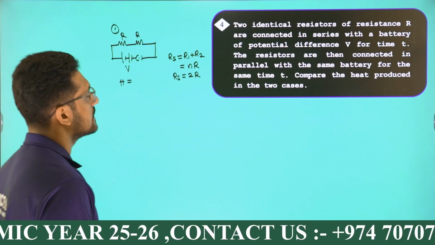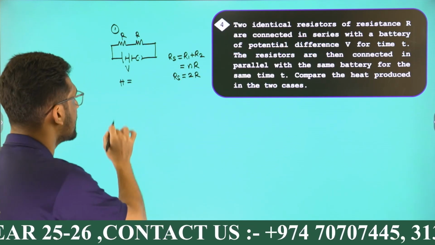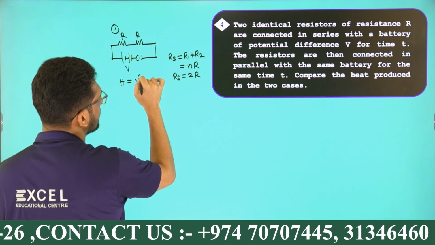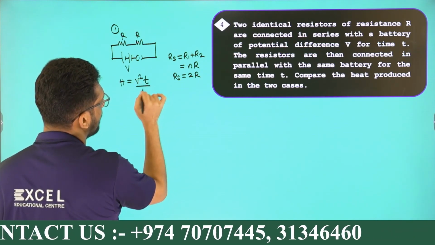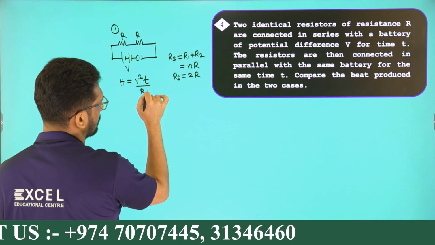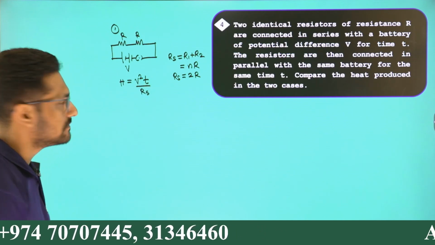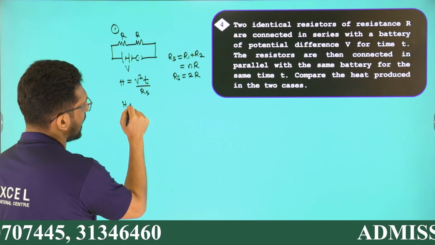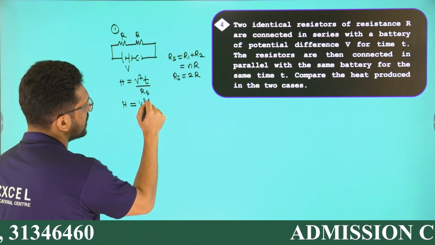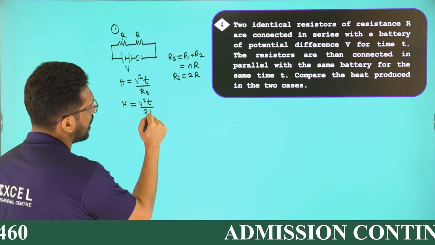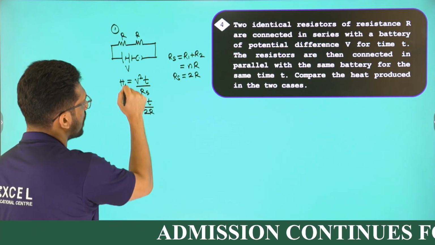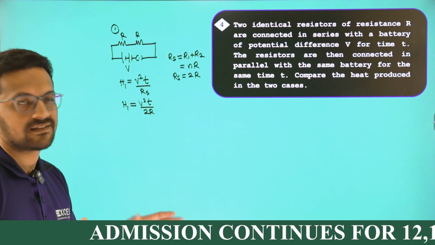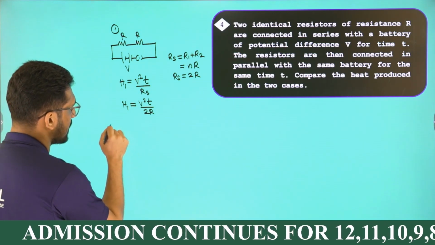Effective resistance is 2R. What is the equation for heat produced? That is V square t by R, the effective resistance. So H can be written as V square t by 2R. I am calling this H1 because that is the first case.